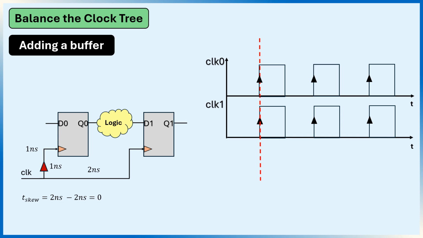In this example, we added a 1 nanosecond clock buffer to the clock path of flip-flop 0. Now both clock paths have the same total delay. As a result, the clock arrives at both flip-flops simultaneously, reducing the clock skew to 0. In practice, FPGA tools and ASIC clock tree synthesis automatically insert clock buffers and optimize the clock network to minimize skew.